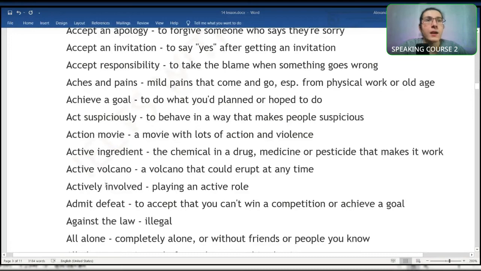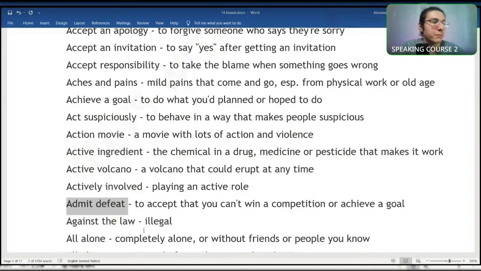Active volcano. Mount St. Helens was an active volcano around the 1900s, and it killed several people whenever it erupted. I'm actively involved in running 2 Telegram channels, and I am really enjoying this job.